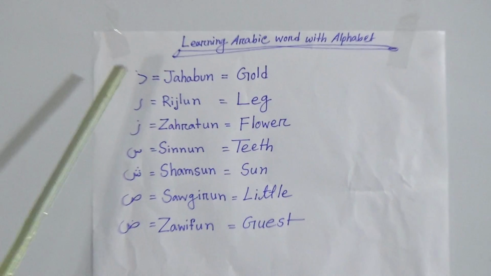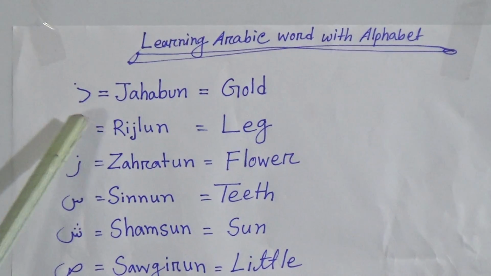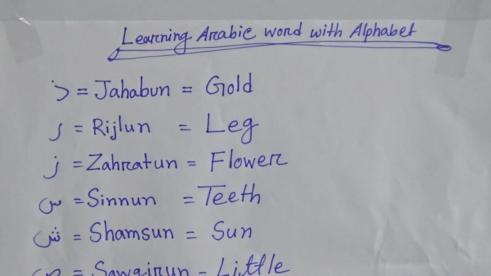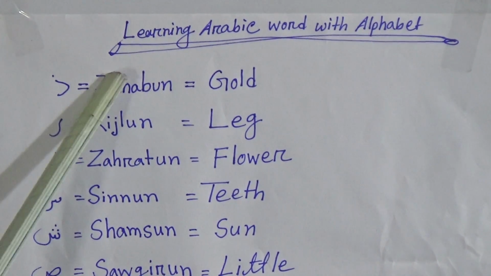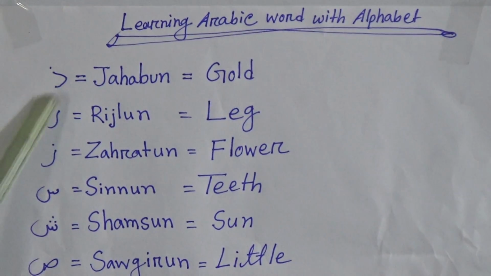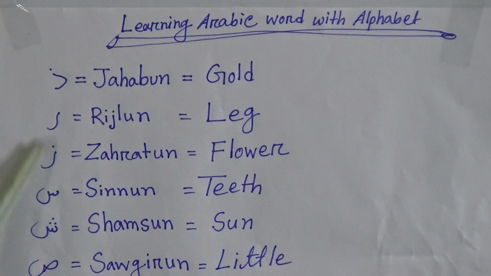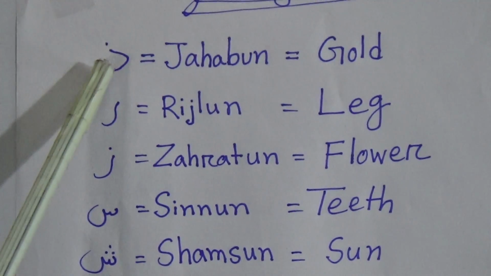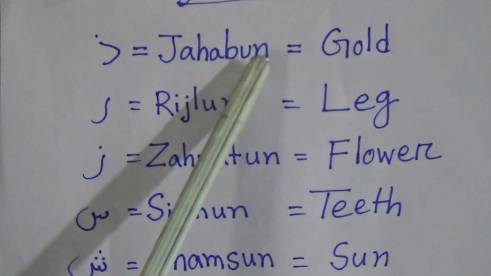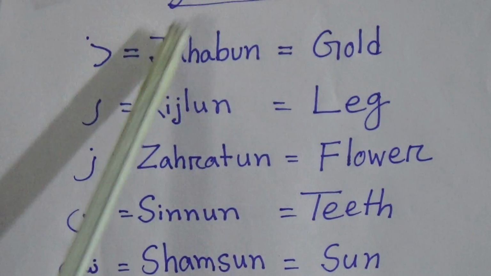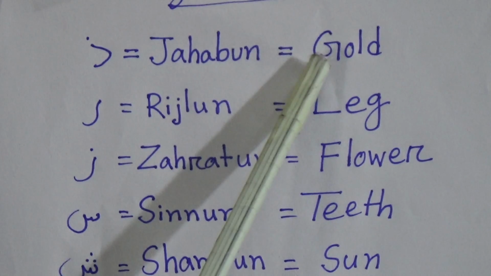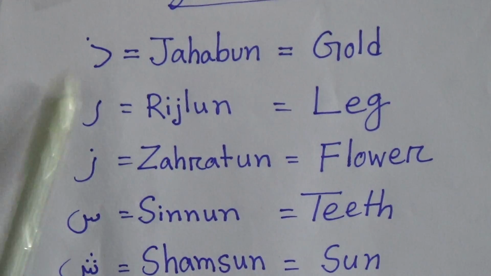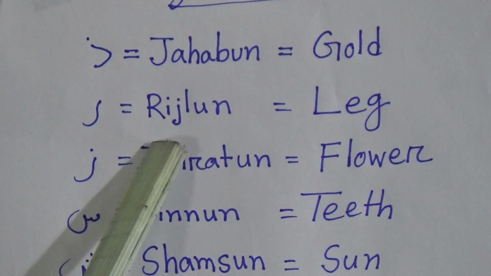My dear student, here I have written 7 Arabic alphabets from Zal to Dod. My dear students, we know that Zal for Zahabun. Zahabun means gold. Then Ra, we know that Ra for Rijlun. Rijlun means leg.